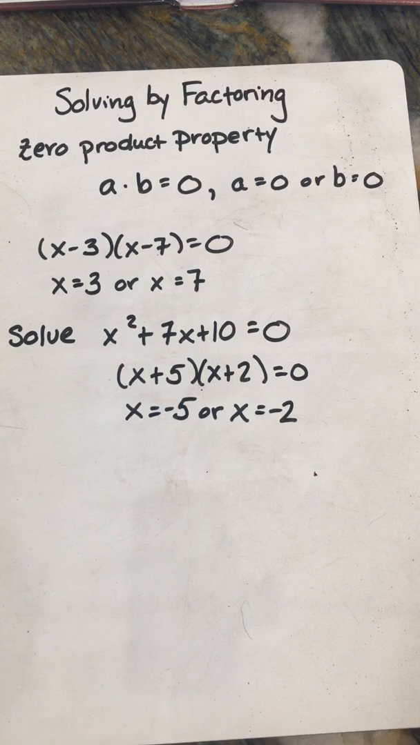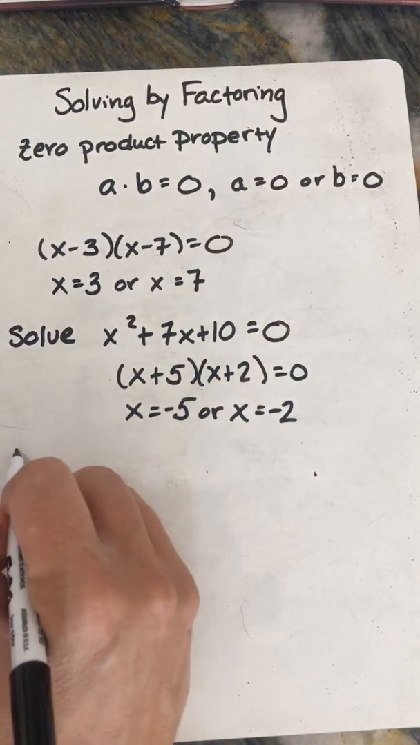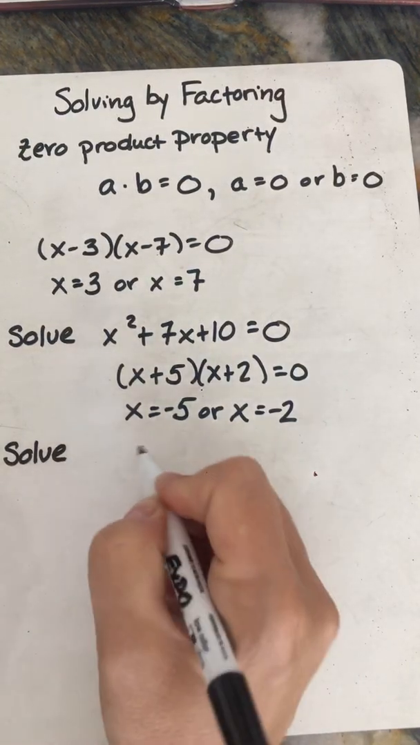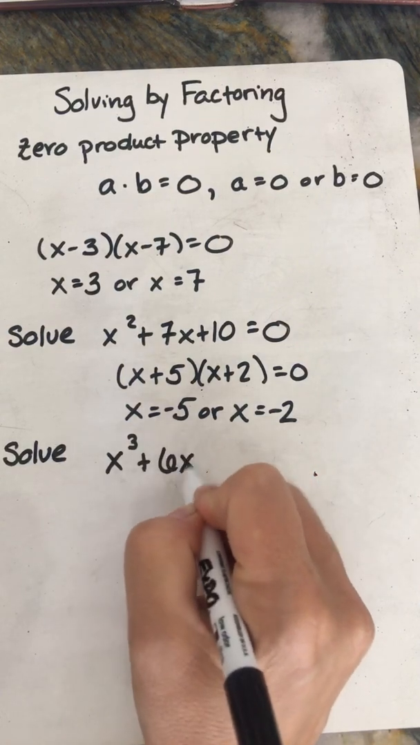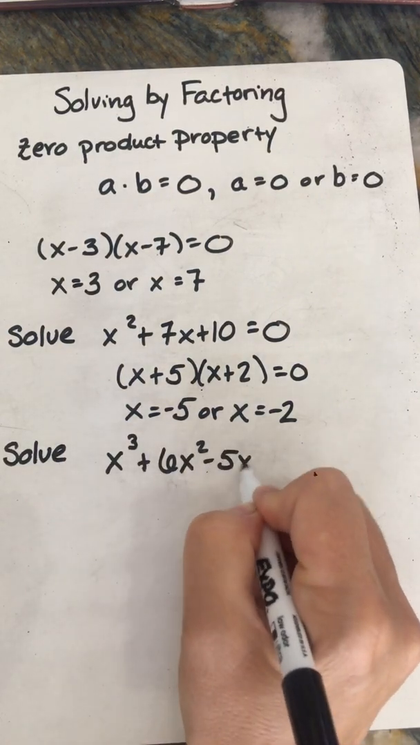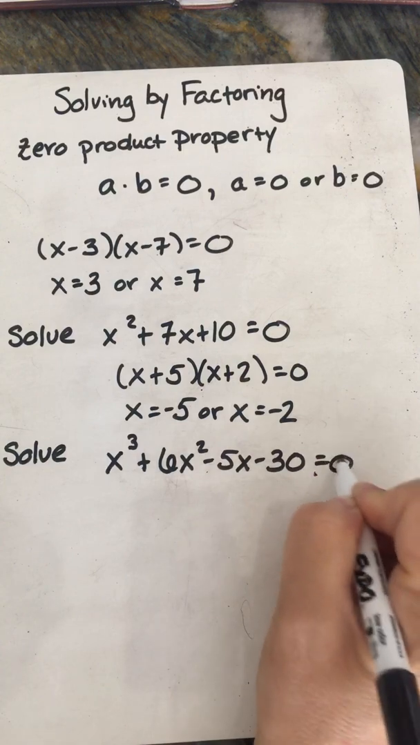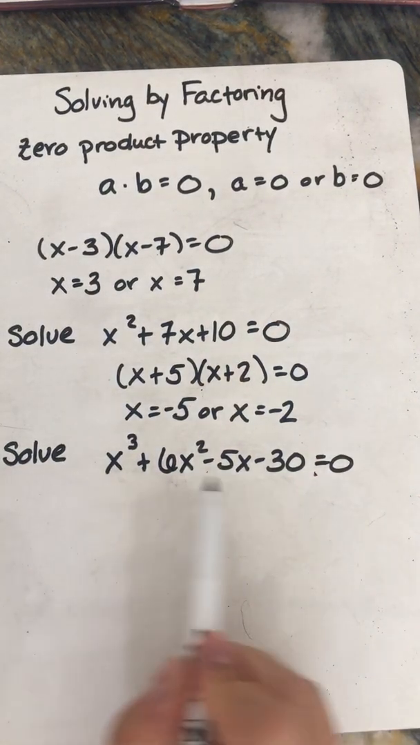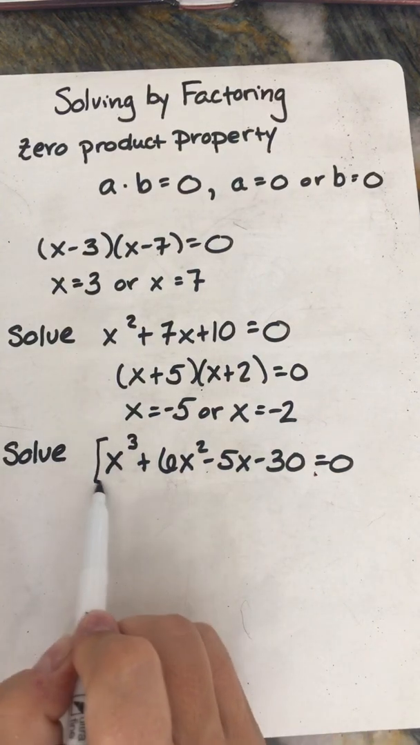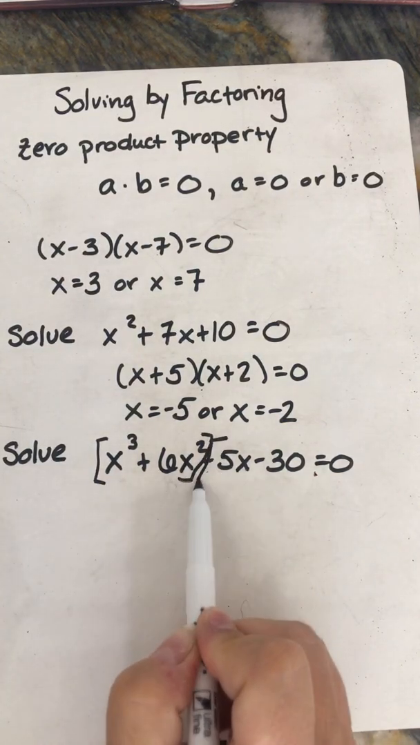Maybe we should do a hard one just for kicks before we leave, because I've only been doing this for 2 minutes. So let's do a more challenging one. Let's solve x cubed plus 6x squared minus 5x minus 30 equals 0. I know it's not a trinomial, but I believe in you. So we've got 4 terms, we should group, right? 4 terms means try grouping.